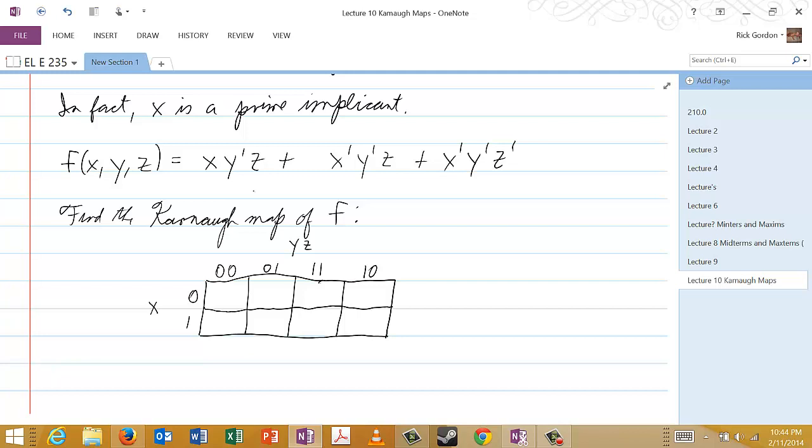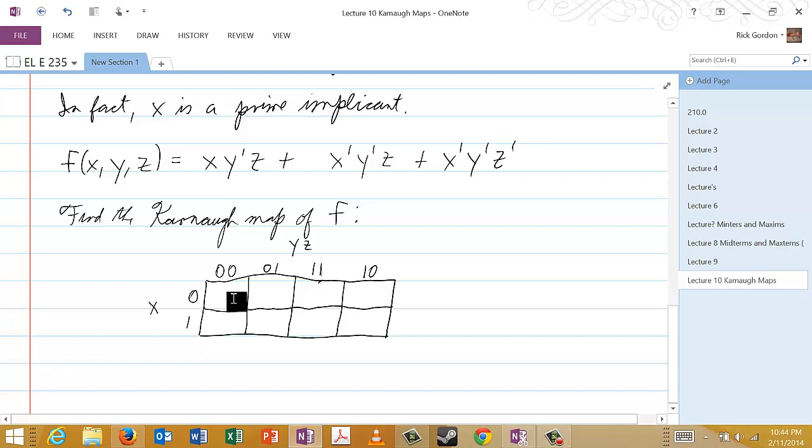So now that we have drawn the basic structure of the Karnaugh map for this function, now we need to fill it in. And the way to fill it in is the following. We want to look at each cell. As I said before, each cell represents one of the particular situations, you might say. It gives you a value for each of the variables. So for instance, right here we have x equals 0, y equals 0, and z equals 0. And so we fill into that cell the value of f under those circumstances.